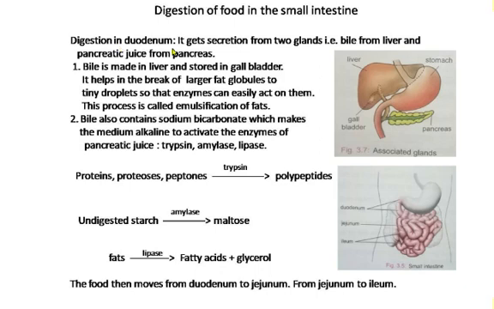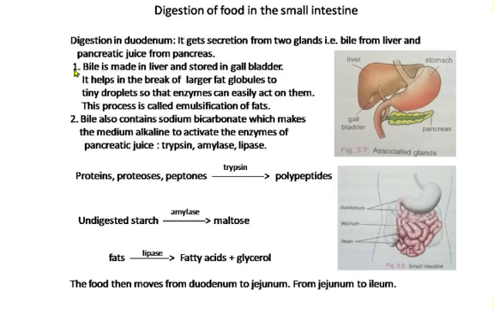Digestion in duodenum. Duodenum gets secretions from two glands, bile from liver and pancreatic juice from pancreas. That's why its name is duodenum, because it receives two secretions. Duo means two. So it gets bile from liver and pancreatic juice from pancreas.